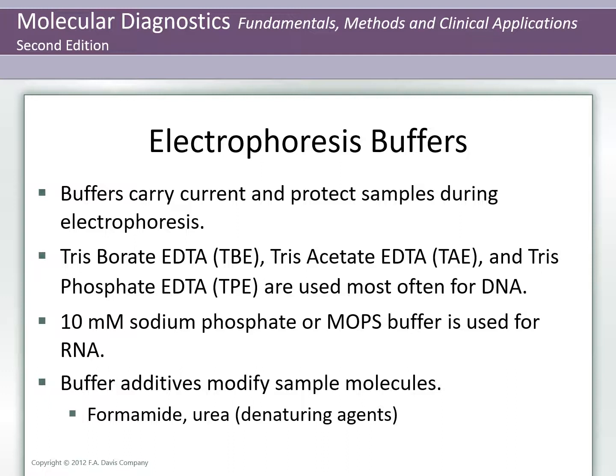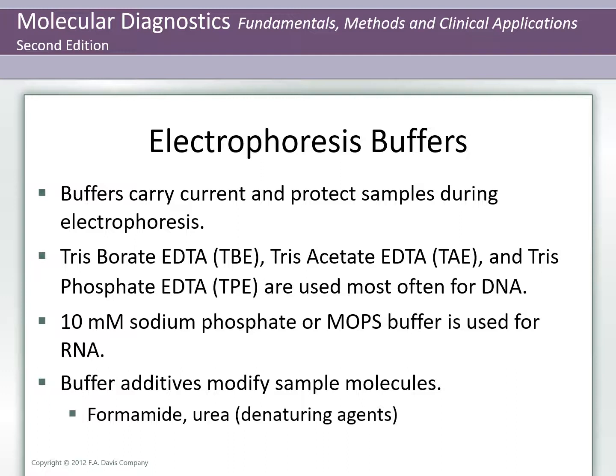So the first important component is buffers. Buffers carry current and protect samples during electrophoresis. This is accomplished through the electrochemical characteristics of the buffer components. A buffer is a solution of a weak acid and its conjugate base. The pH of a buffered solution remains constant as the buffer molecules take up or release protons given off or absorbed by other solutes.